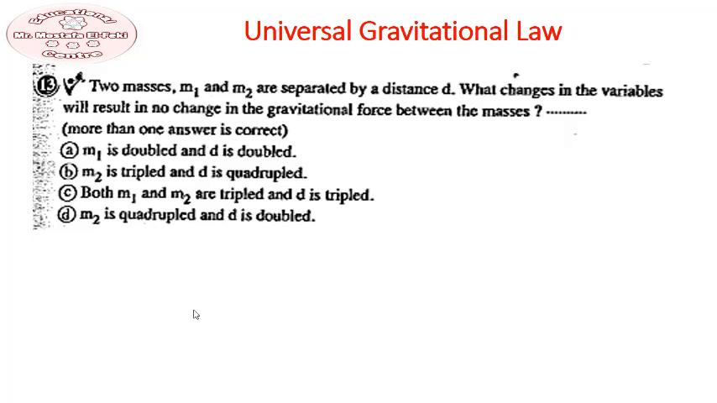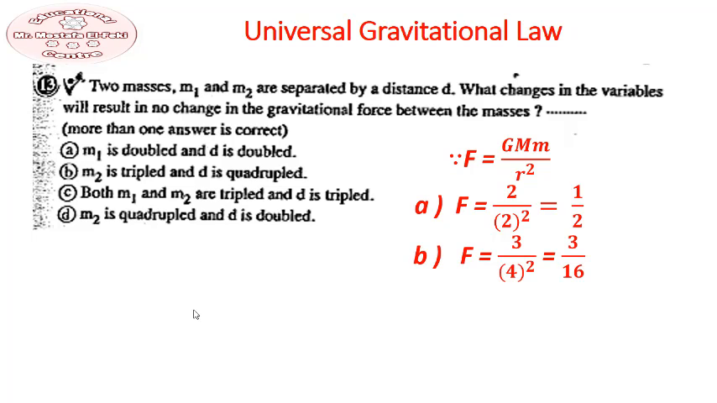Two masses M1 and M2 are separated by distance d. What changes in the variables will result in no change in the gravitational force between them? The gravitational force will be constant, equal to 1. Which one will be constant? Let's try the first answer. If the mass is doubled and the d is doubled, then the force equals half.